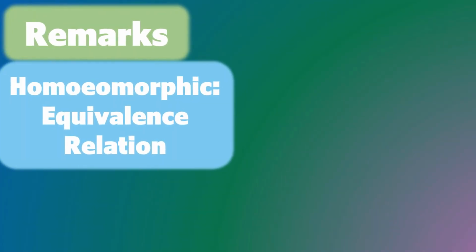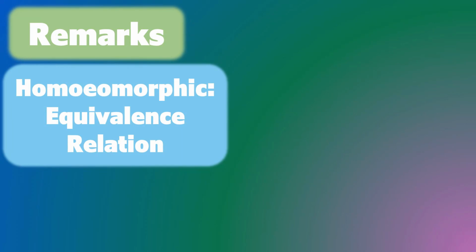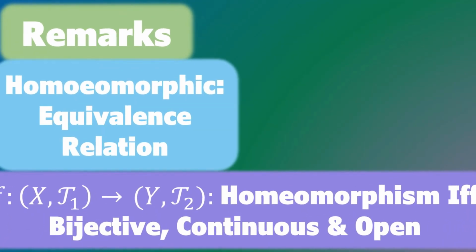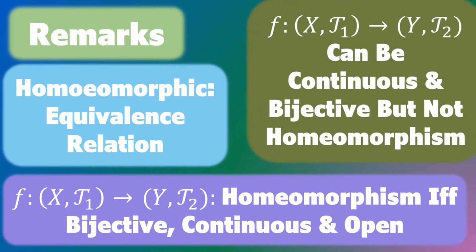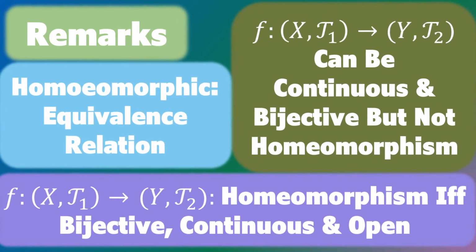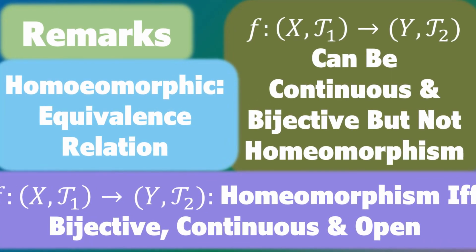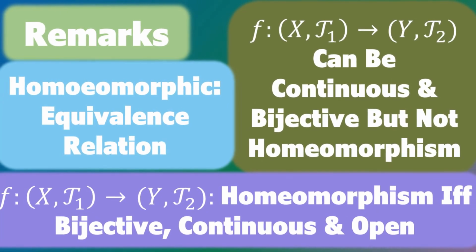Let's now discuss some remarks about homeomorphisms. Being homeomorphic is an equivalence relation. F from (X, T1) to (Y, T2) is a homeomorphism if and only if it is bijective, continuous, and open. A map f from (X, T1) to (Y, T2) can be continuous and bijective, but not a homeomorphism.